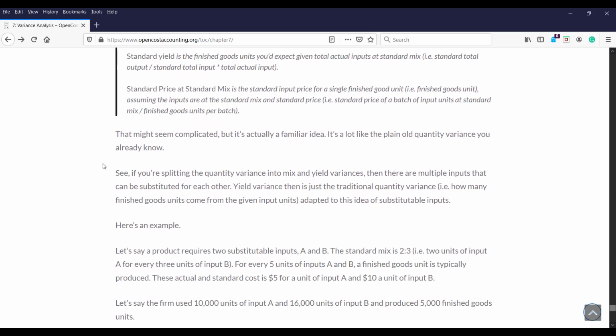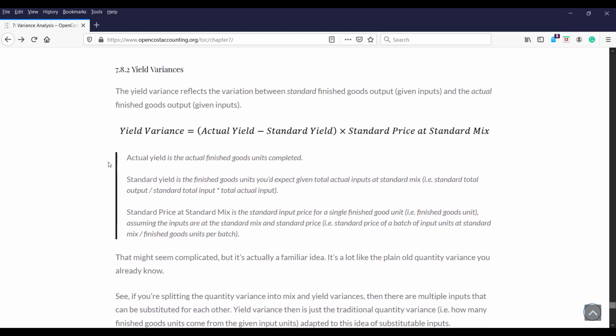So, we have actual yield, which is the actual finished goods units completed. Standard yield is the finished goods units you'd expect, given total actual inputs at the standard mix. So, that is the standard total output divided by standard total input times the total actual input.